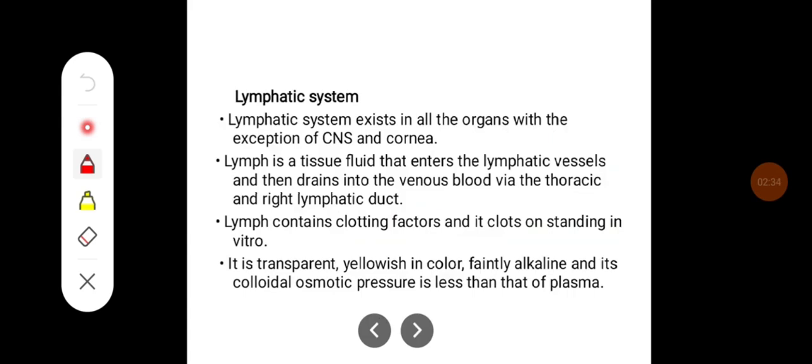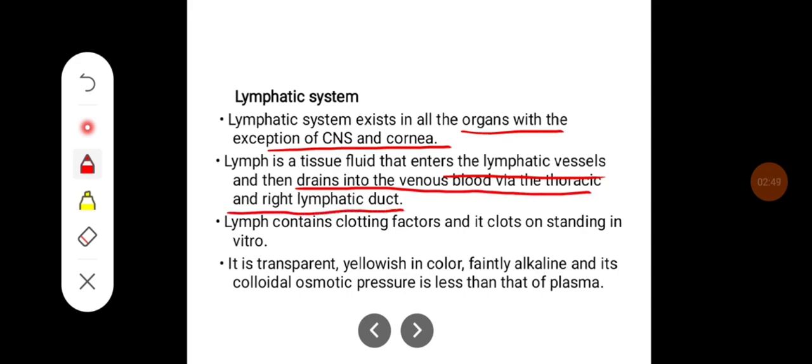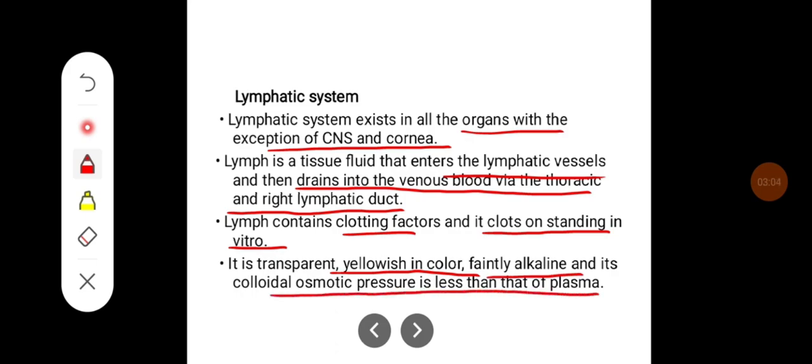Lymphatic system. The lymphatic system exists in all organs with the exception of the central nervous system and cornea. Lymph is a tissue fluid that enters lymphatic vessels and then drains into the venous blood via the thoracic duct and right lymphatic duct. Lymph contains clotting factor and it clots on standing in vitro. It is transparent, yellowish in color, faintly alkaline, and its colloidal osmotic pressure is less than that of plasma.